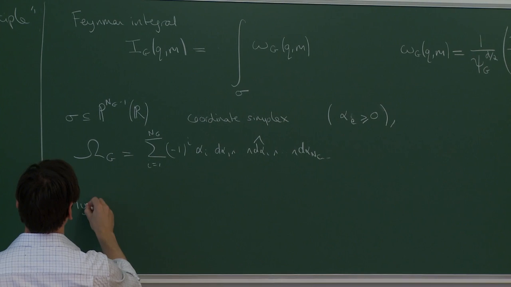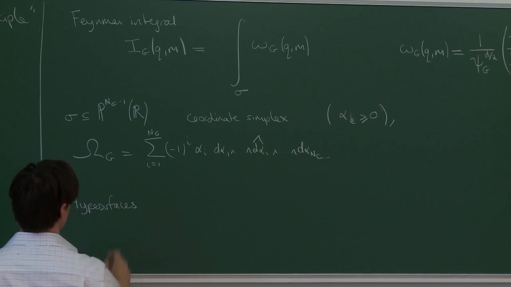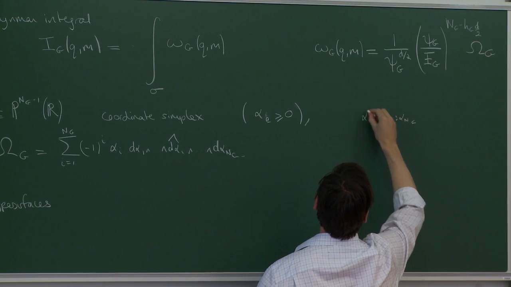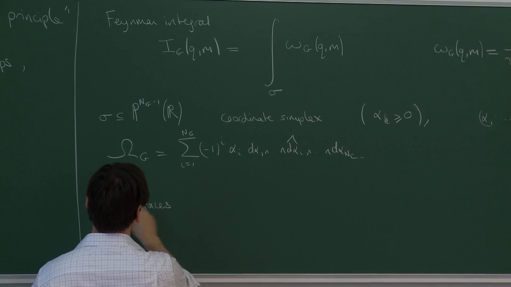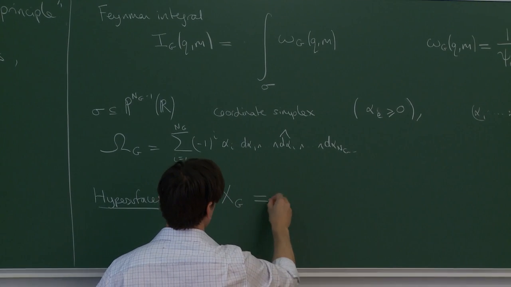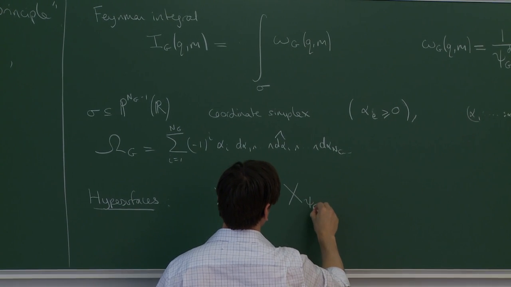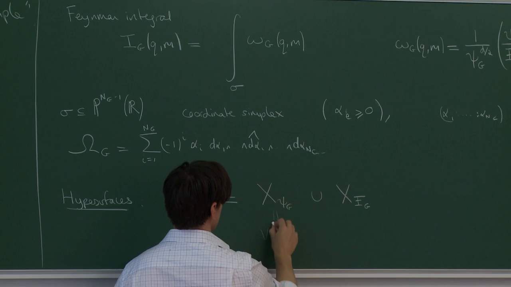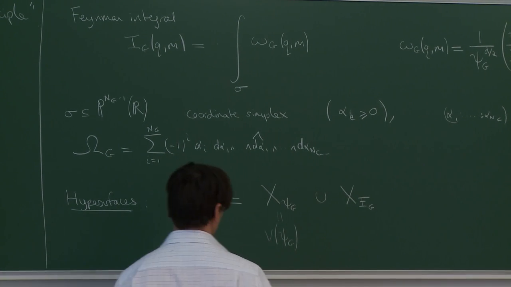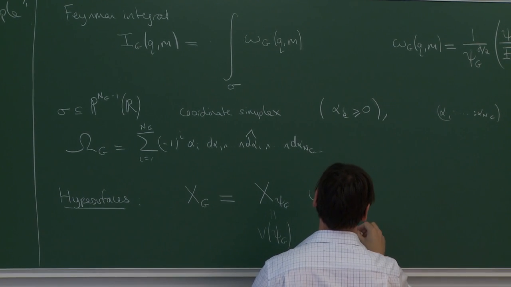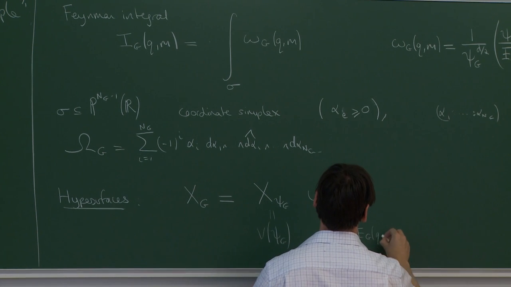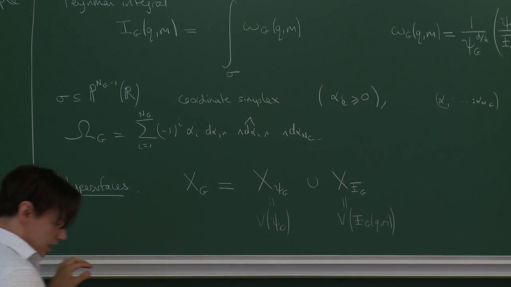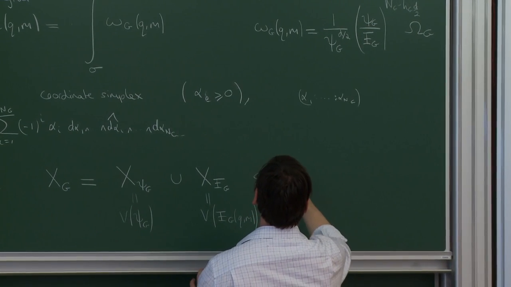So from this we define hypersurfaces. We had hypersurfaces X_G, which is the union of X of psi_G and X of the second polynomial, where this is just the vanishing locus of the first polynomial, which is homogeneous, and this is the vanishing locus of the second polynomial. It's a family of hypersurfaces, but we're going to think of it for the time being as just fiber by fiber, so for a particular choice of masses and momenta. So this is contained in P^{N_G minus 1}.